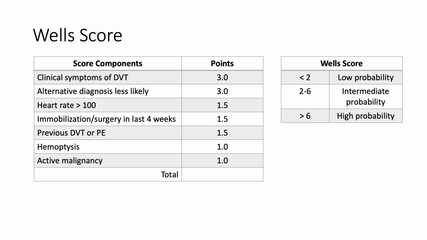So the Wells score can help you estimate the pretest probability that your patient has a pulmonary embolism. And you can see the components here. I don't have it memorized. I just pull it up on MDCalc. But you want to see, does your patient have symptoms of a DVT? Is PE the most likely diagnosis? Are they tachycardic? Did they have recent surgery or immobilization? Have they ever had a clot before? Are they coughing up blood? And do they have active cancer? So you total up the points. If they're less than 2, so 0 or 1, they're going to be low probability. 2 to 6 is intermediate, and above 6 is high probability.